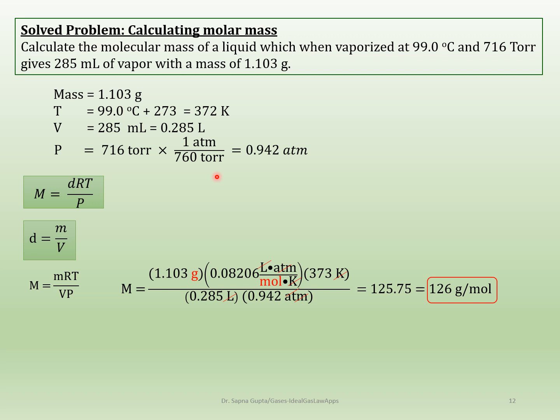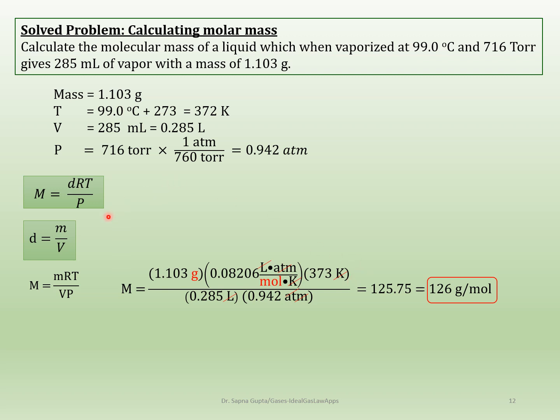716, convert to atmospheres. Why do we have to do all this? Again, we have to do this because of R. R is our gas constant, and we want to make sure that all the units we are working with are the same as in the R that we are using. And R, we will be using only this R. So you have liters, atmosphere, mole, Kelvin. That's all you're working with.